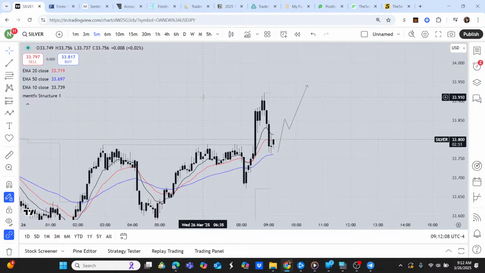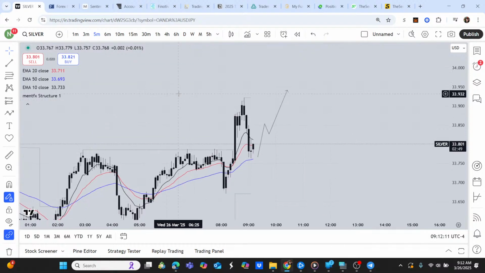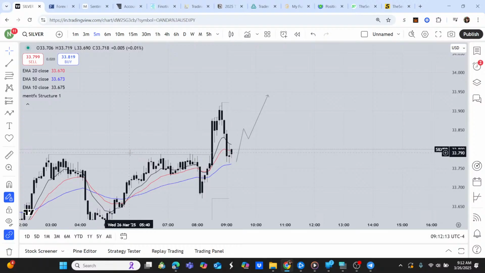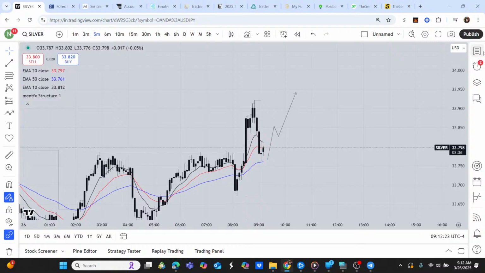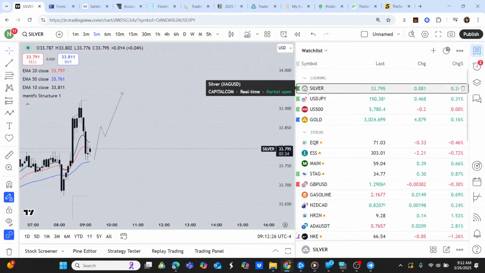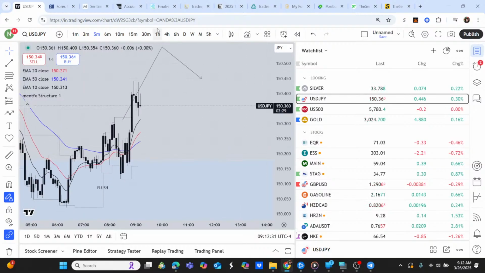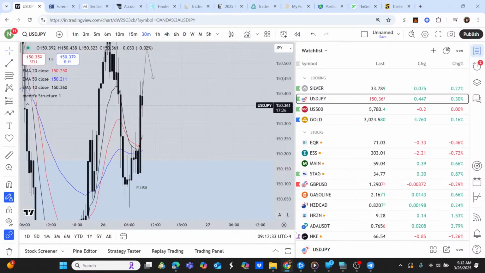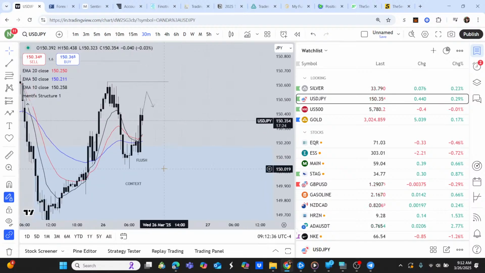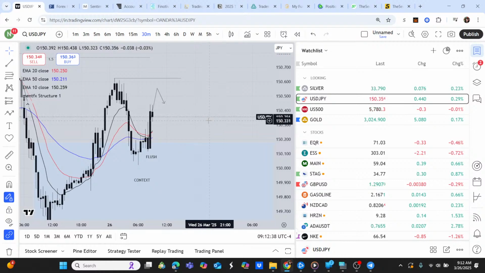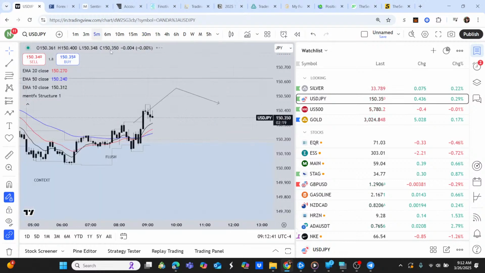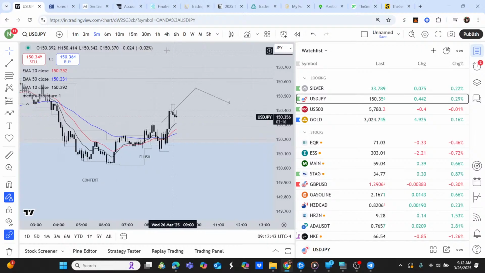So while I'm looking, I'm gonna quickly take a look at the other pairs to see what it's doing. Because typically, what I like to do is whichever one sets up the first and in a clean way, then that's the one I'll take first, and I just ignore the rest once I'm in a trade. So I'm gonna take a look at USD JPY real quick to see what it's doing. Still nothing too crazy. Not too crazy yet.